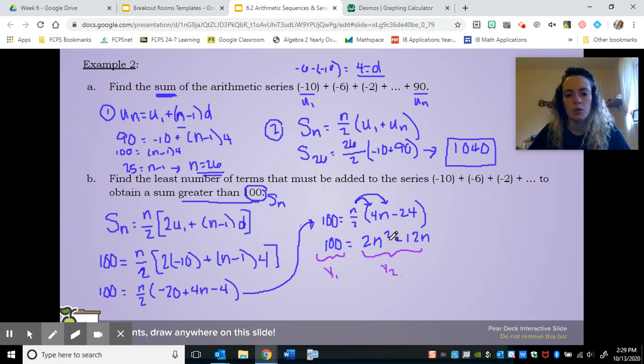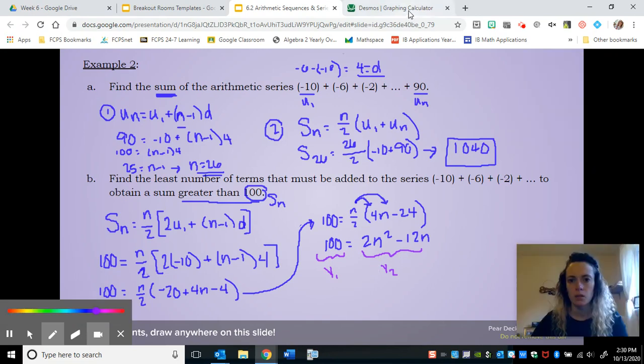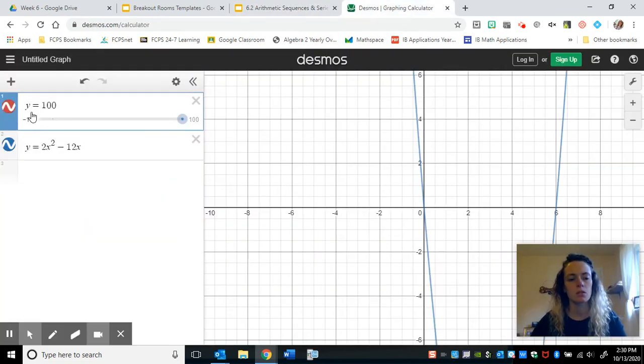I'm going to show you this in Desmos first. So switching over to Desmos, remembering that in Desmos, for that left-hand side for 100, you have to state what equals 100. In this case, we're looking for y equals 100, and y equals the right-hand side. I changed the n's to x's, again, just so that Desmos can graph them.